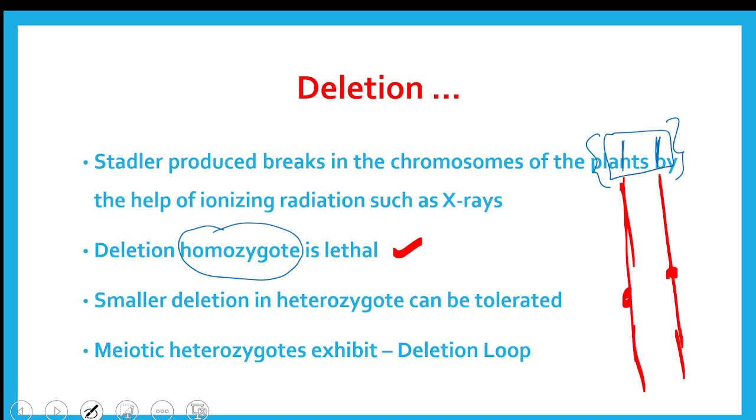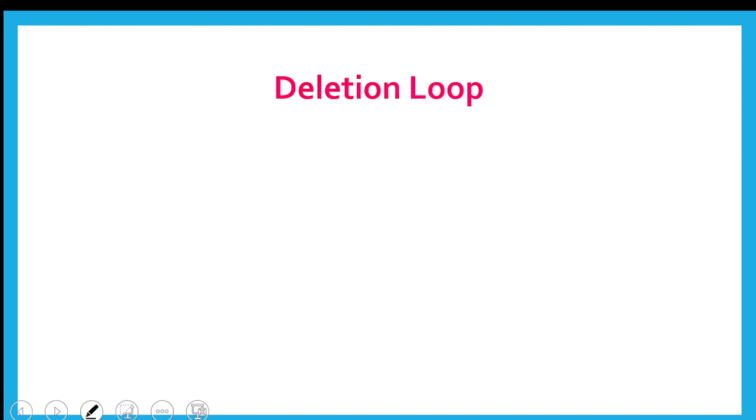Whereas if one is lost and the other remains, that means at least one gene for each of these characters is represented, though this portion is lost. So a smaller deletion in a heterozygote, not even a bigger deletion, a smaller deletion in a heterozygote can be tolerated when compared with the deletion homozygote. Okay. Now, how do you identify a deletion mutation that has happened in a cell?